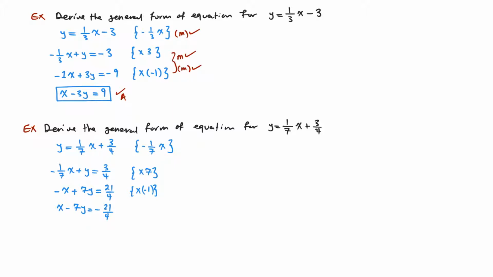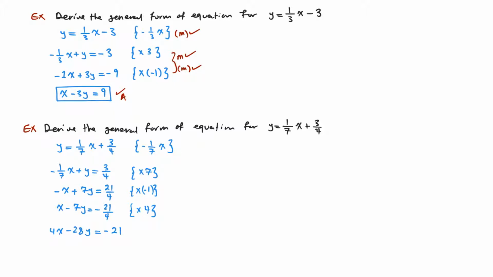I now want to make sure that again, I have positive integer, correct. I have an integer, correct. I have a fraction. I have to change this to an integer by multiplying everything by 4. And when I multiply everything by 4, I get 4x. 4 times negative 7 is negative 28. And 4 times negative 21 over 4 is negative 21.